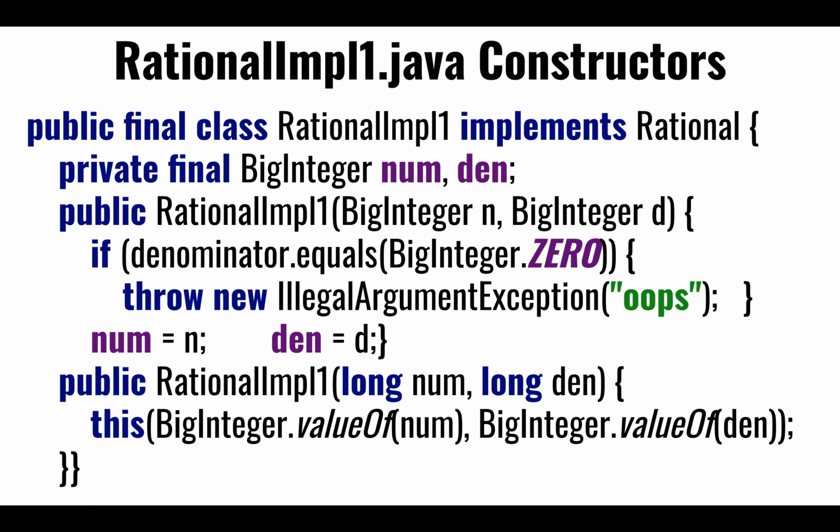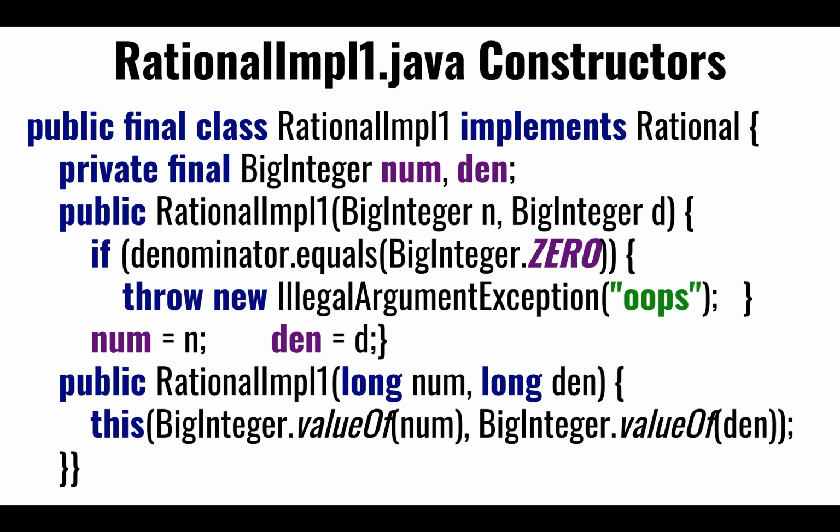So here we have the two constructors. Notice that we are representing the numerator and denominator using a BigInteger. BigInteger is a Java class that allows us to represent arbitrarily large numbers. If it doesn't fit, it just keeps using bigger and bigger representations. We have a base implementation for the rational, our first version. We're going to look at 3 different versions.